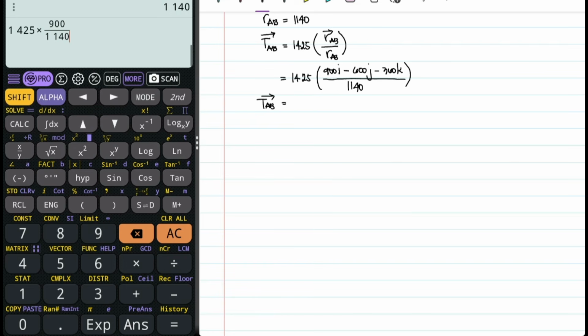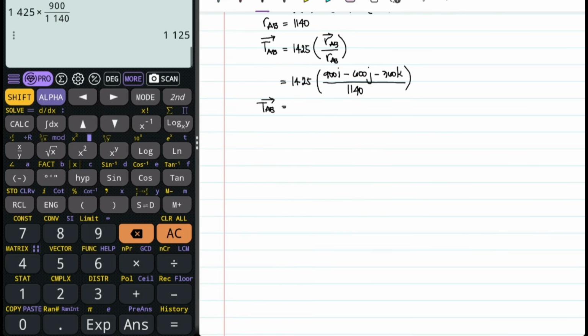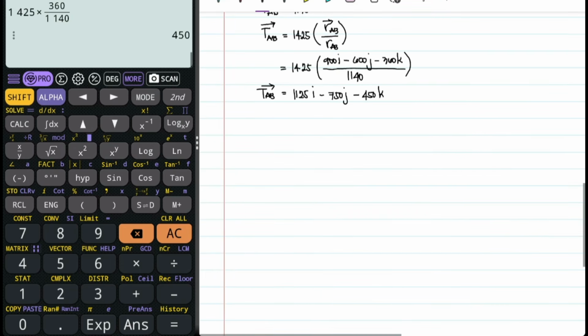That's 1425 times 900 divided by 1140 gives us 1125I. Next, 1425 times negative 600 divided by 1140 gives us minus 750J. And lastly, 1425 times negative 360 divided by 1140 gives us minus 450K. Now we have expressed our two tensions in its Cartesian vector form.